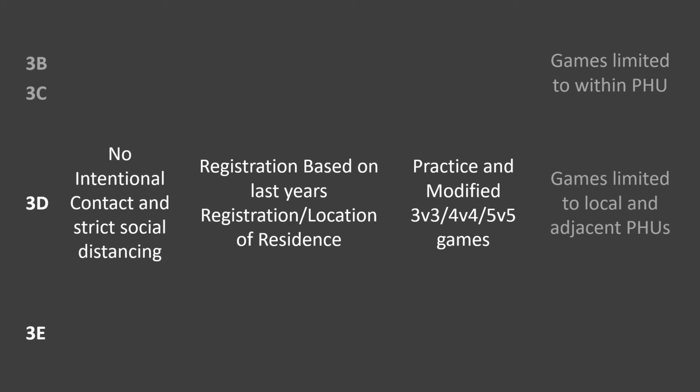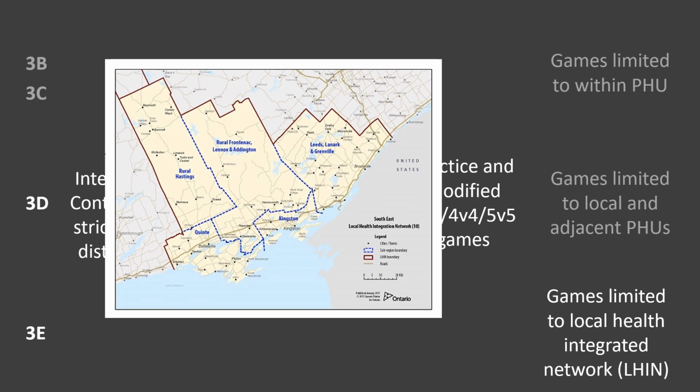If we were to progress to Phase 3E, we would be allowed to play games against teams within our local health integrated network, or our LHIN. Kingston is located in the southeast LHIN, and our LHIN spans from rural Hastings to Leeds, Lanark, and Granville. Stage 4, or the resumption of normal hockey activities, would follow the completion of Stage 3E.